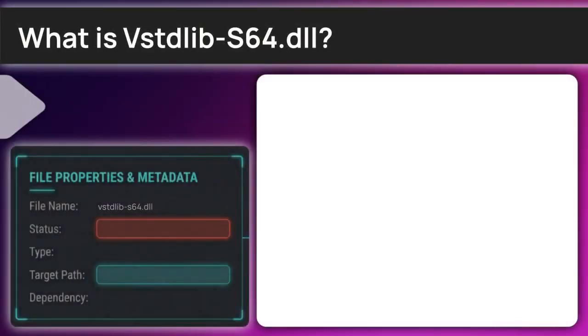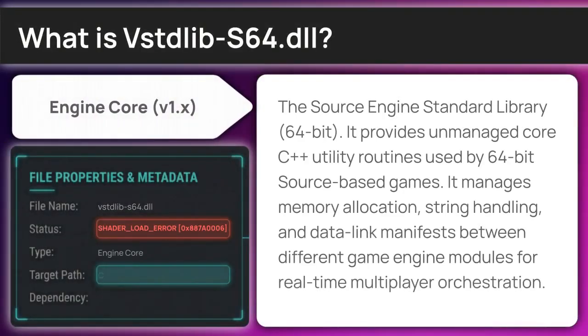This is the vstdlib-s64, the source engine standard library, 64-bit. It provides unmanaged core C++ utility routines used by 64-bit source-based games. It manages memory allocation, string handling, and data link manifests between different game engine modules for real-time multiplayer orchestration. Since we've covered what this file is, let's move to the primary fix.